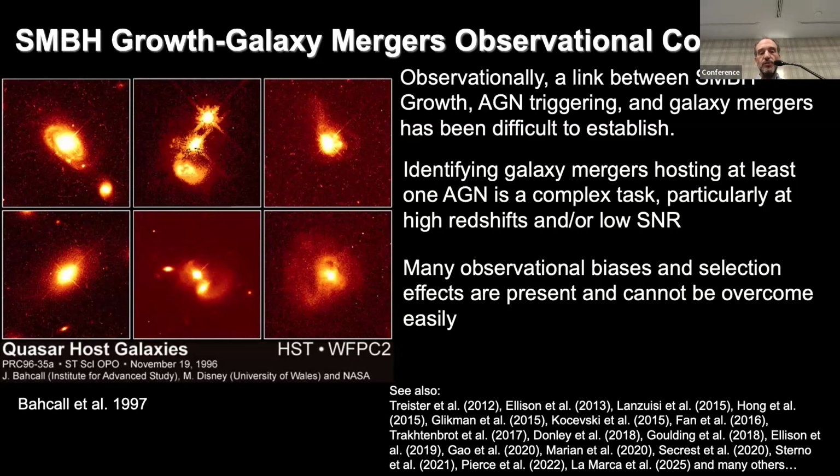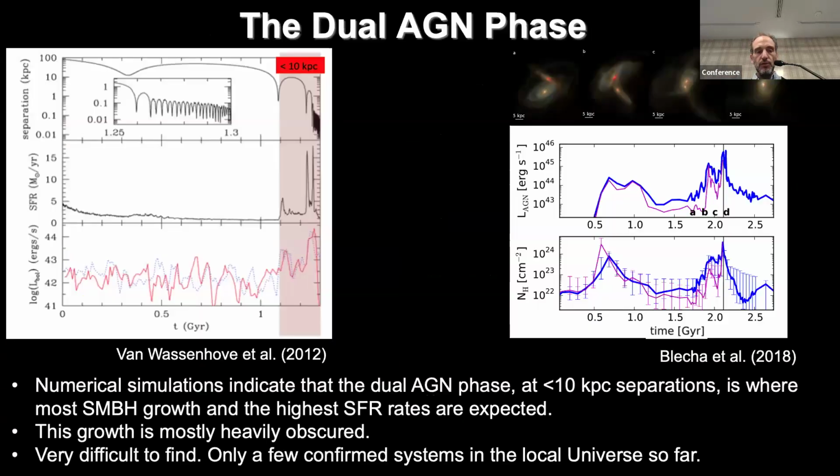Now, from the observational point of view, it's been very challenging because there are many biases, many selection effects that need to be overcome in order to address this problem. Of course, Mike already mentioned that, and hopefully I don't need to convince you too much about the importance of, in particular, the dual AGN phase. At least from simulations, we know that when the two black holes are closer to each other, that's when you expect most of the black hole growth, and also a peak in the obscuration of the system, which again tells you why it has been so difficult to identify and study these sources.